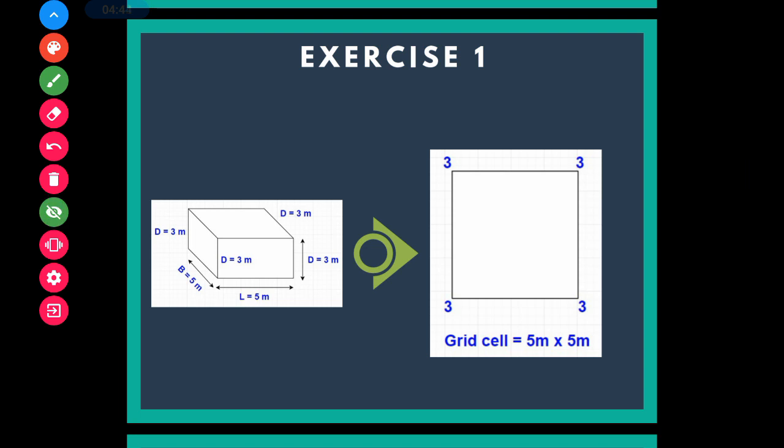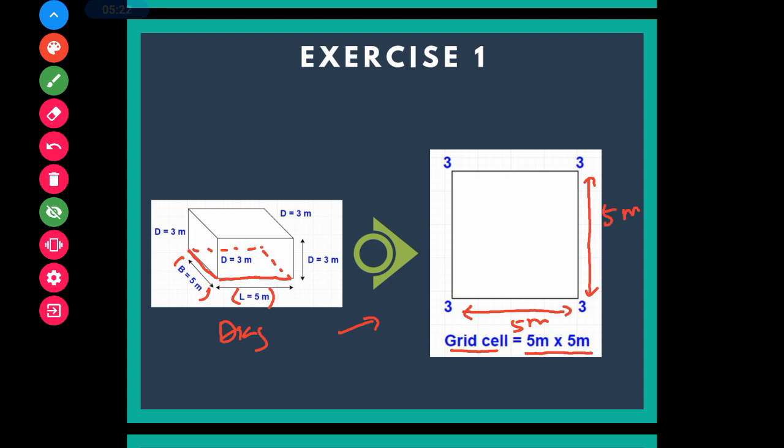If we are going to use the grid method, we convert this diagram here into this diagram. So this one is called a grid cell, whereby the area of the grid cell is 5 meter times 5 meter. Basically, the grid cell is the base of the platform that we are going to construct here. Right, so the length is 5 and the breadth is 5. The length here is 5 meter and the breadth here is 5 meter.